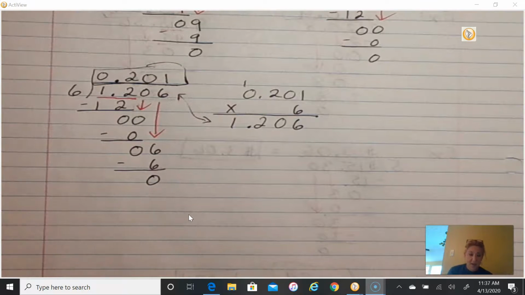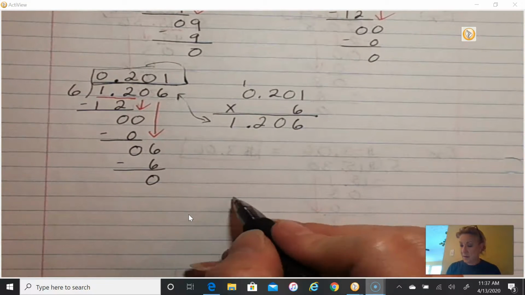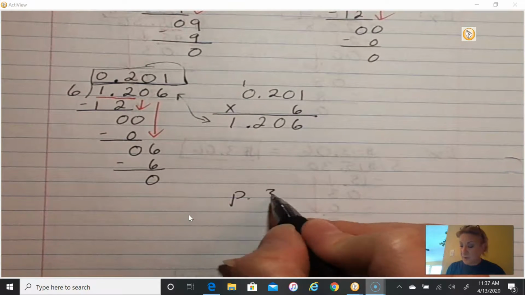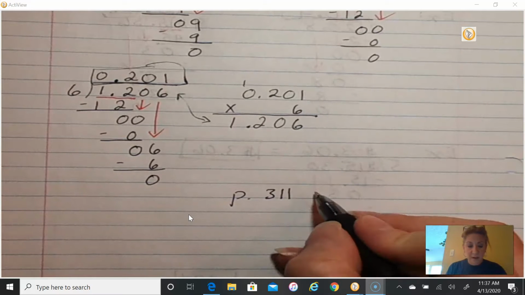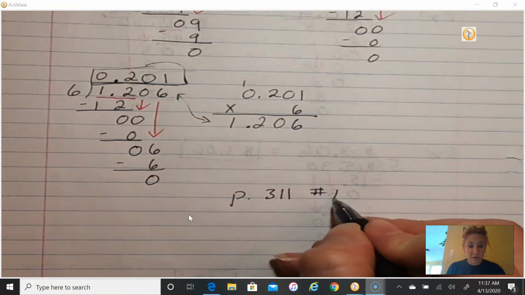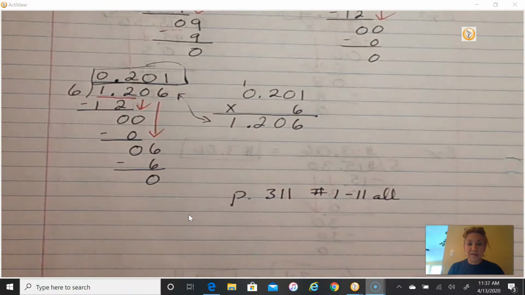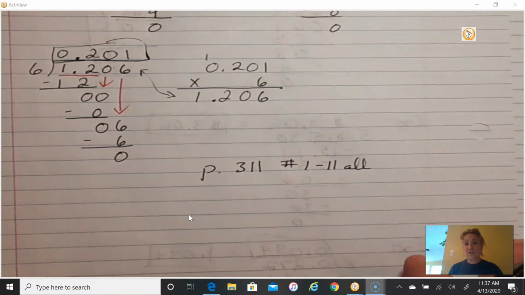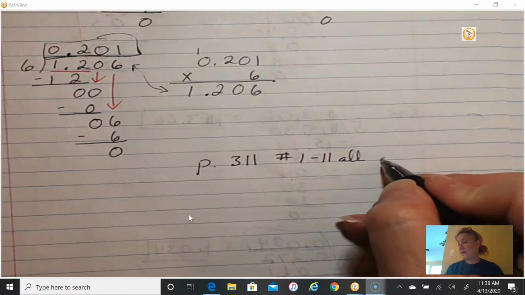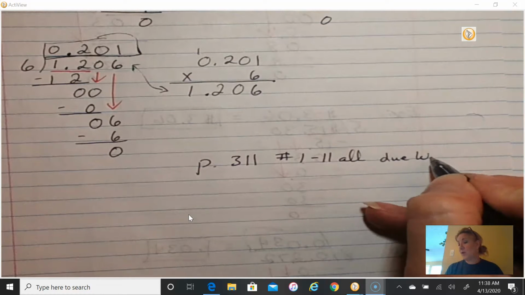All right, I'm going to set you free now. Okie dokie. You are going to do page 311. And you're going to do numbers 1 through 11 all. Just solve. Okay, just solve. It's due Wednesday.